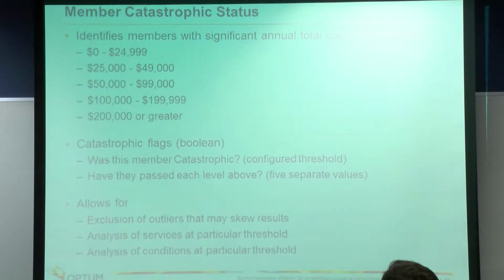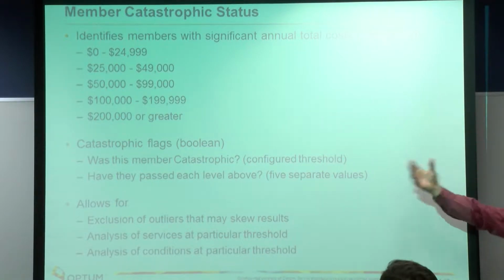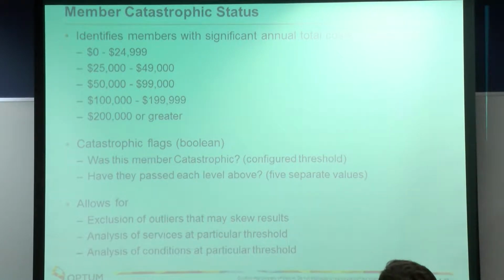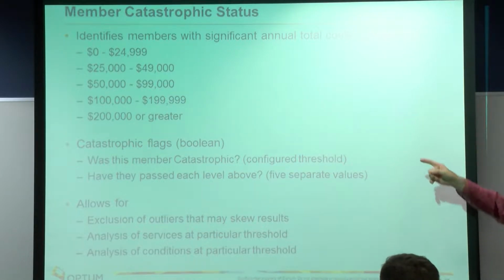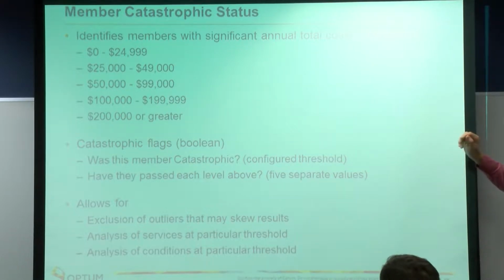Catastrophic status. This is a part of the tool that allows you to actually fine-tune things. In this case here, if you want to find all of your members with a really high cost, $200,000 or greater, we've got a flag in there that says catastrophic status. And you can actually check that off and find them. You don't have to put $200,000 in the member list. You can actually just check it off. And we've got one for 100 to 199, 50 to 99, 25 to 49, and 0 to 20.